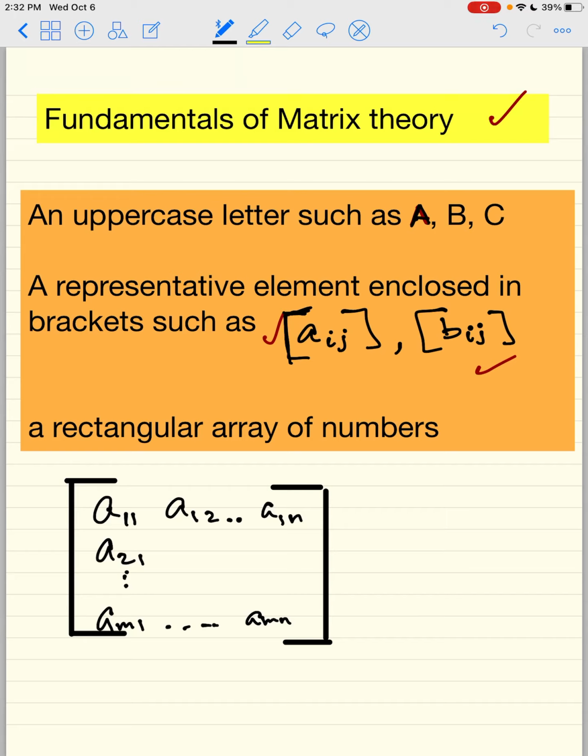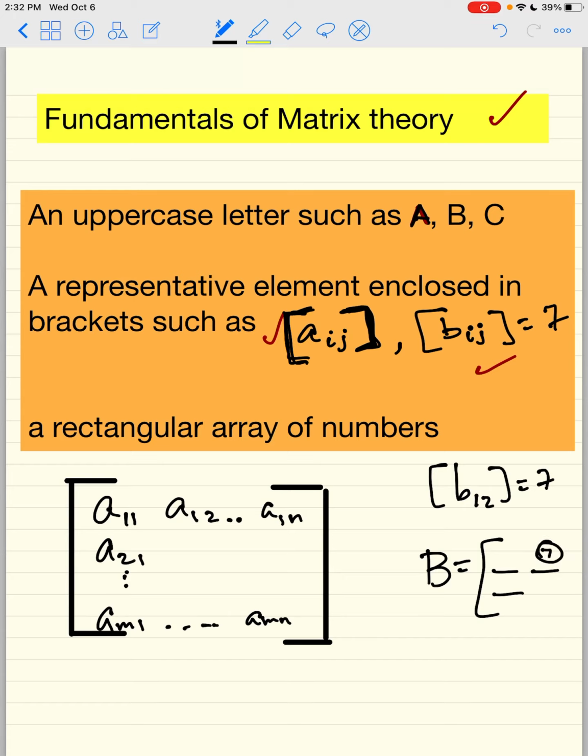When you have something like this in a bracket, it's very important to recognize that this is going to be a single element. So we can say, oh, that's 7. So if you have b_1,2 and I say that's equal to 7, that means if you have a matrix B, take a look at the first row, second column. That entry is a 7. So that's what this means here. So this is a single element. These are big matrices, and then we have our rectangular array, which we've had since chapter 1.